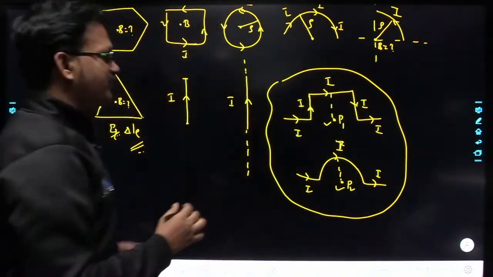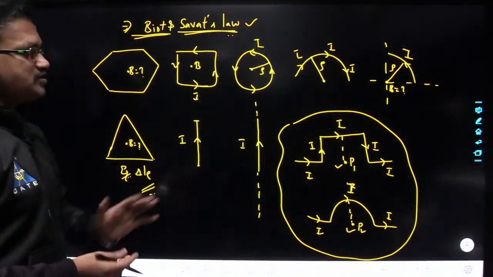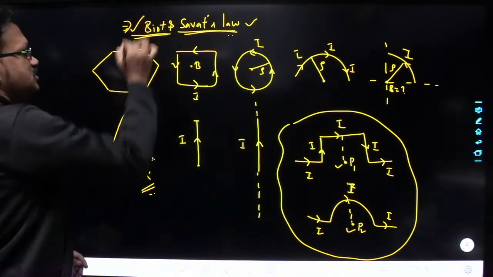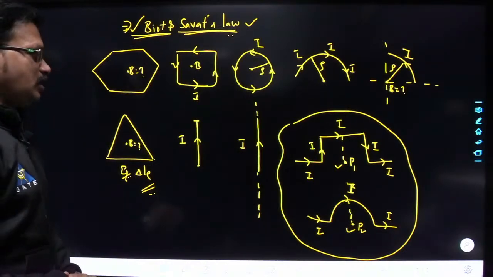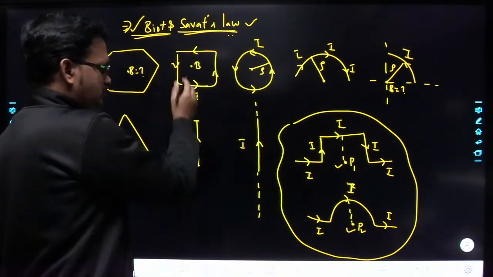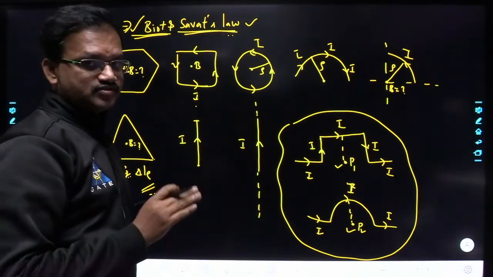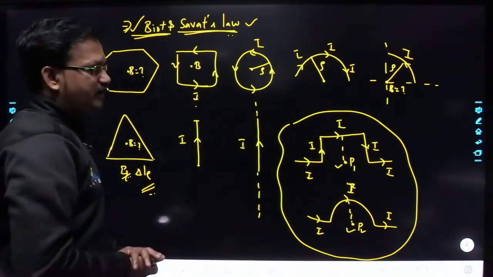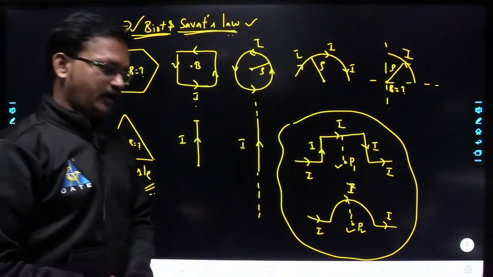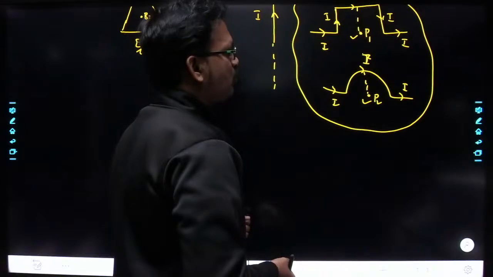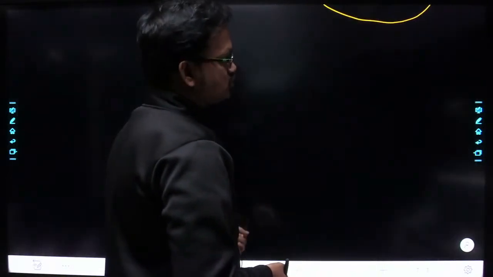So we have solved different types of problems, and for all of this the base is nothing but Biot and Savart's law. We also saw that along the wire, if you consider any point along the wire, the B field is 0. Why it is 0 we have already studied. Now we try to solve one more problem based on Biot and Savart's law. Once we complete that, we will start Ampere's law.